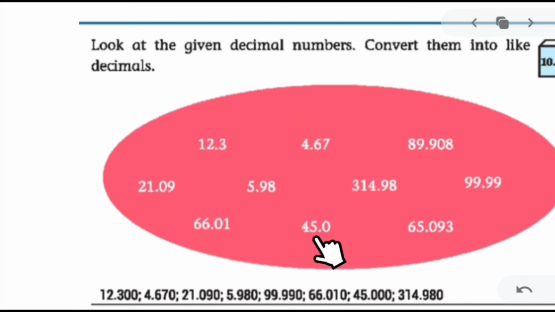Now 45.0 has only one digit, so we add two zeros. It becomes 45.000. And next, 65.093 already has 3 digits, so no need to change anything. So first we need to convert the unlike decimals into like decimals.